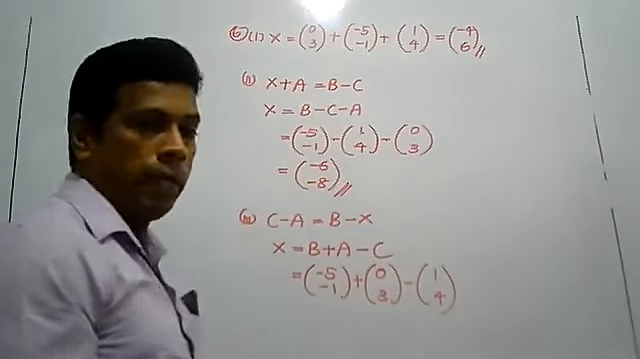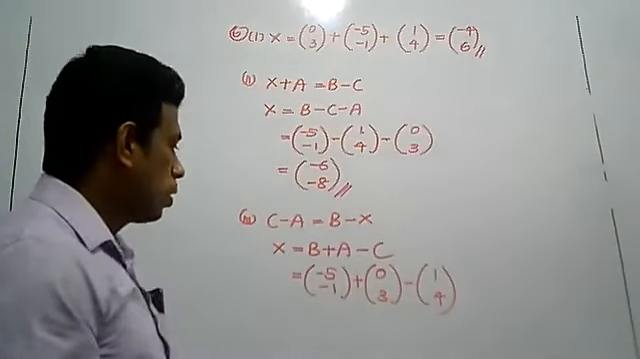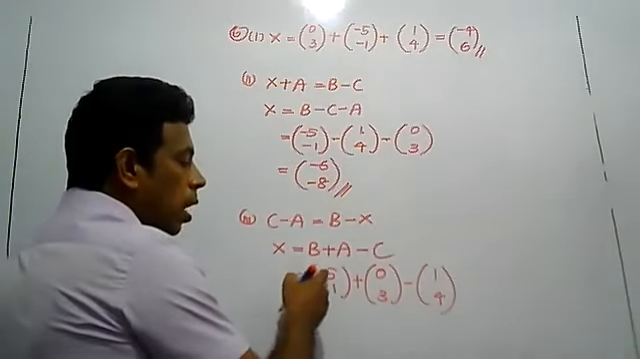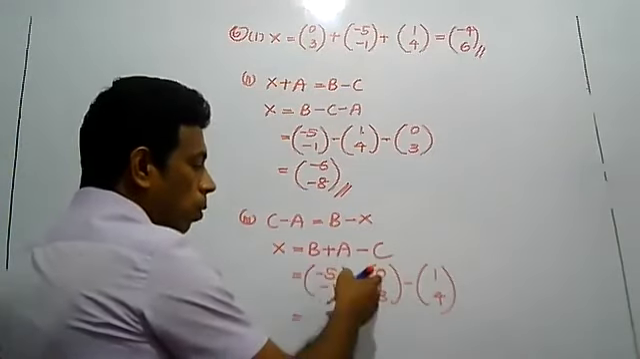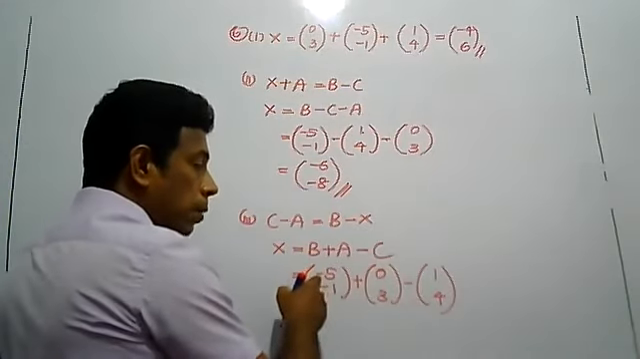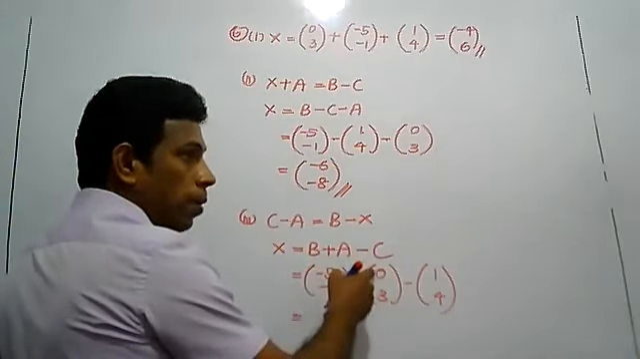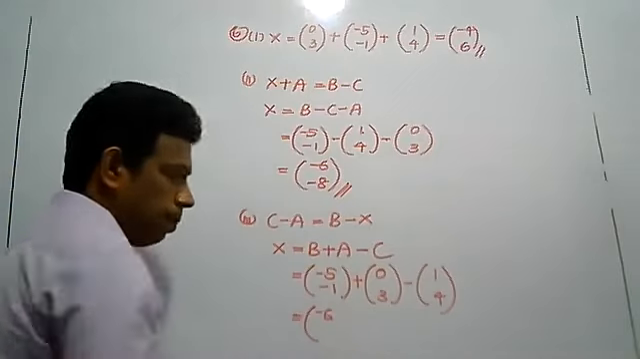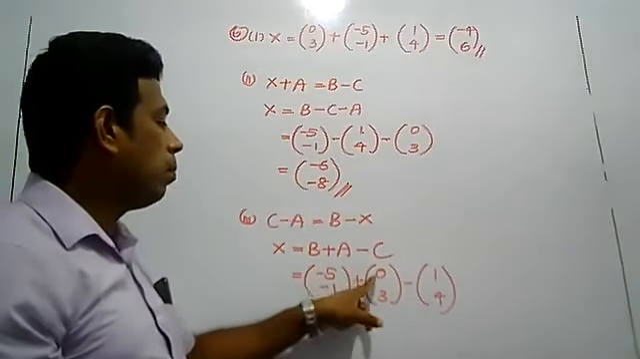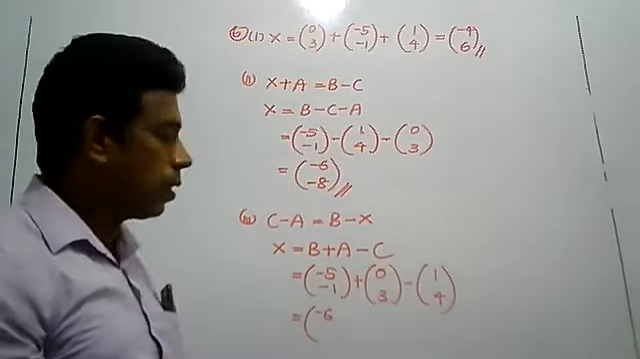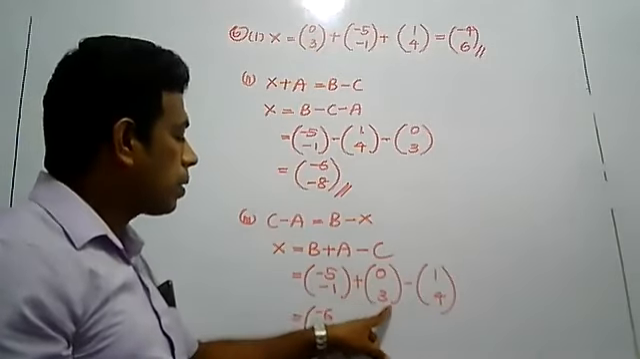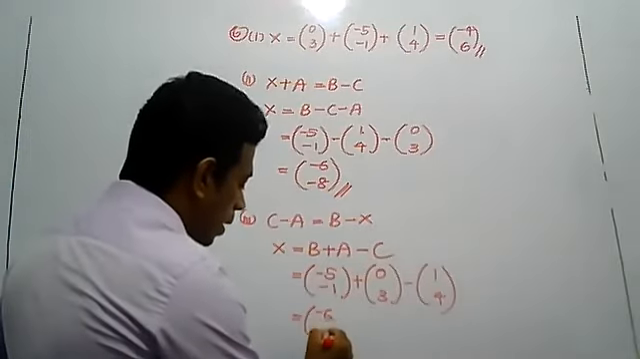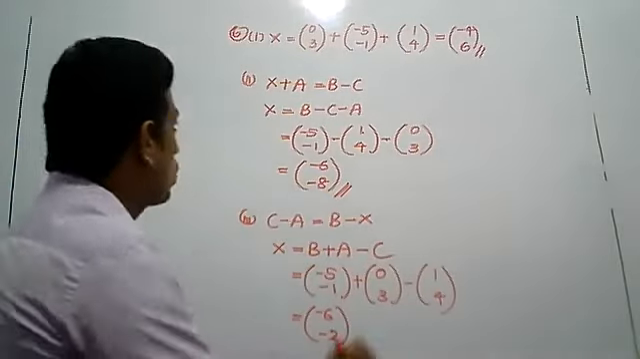Question number 3. When you subtract, minus 1 plus 0, minus 5 plus 0, minus 5. Minus 5 minus 1 is minus 6. Minus 1 plus 3 plus 2, plus 2 minus 4 is minus 2. That is question number 6.